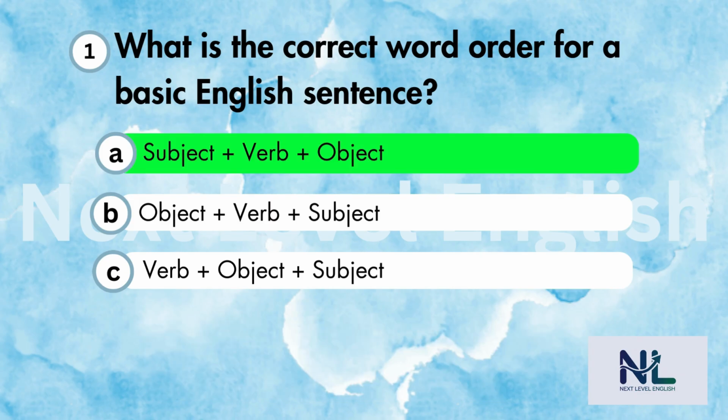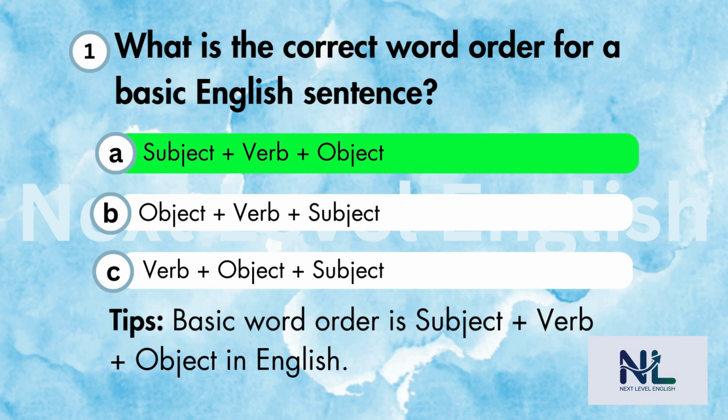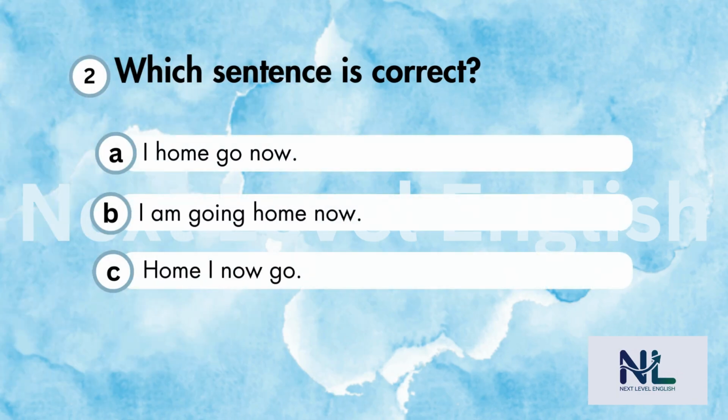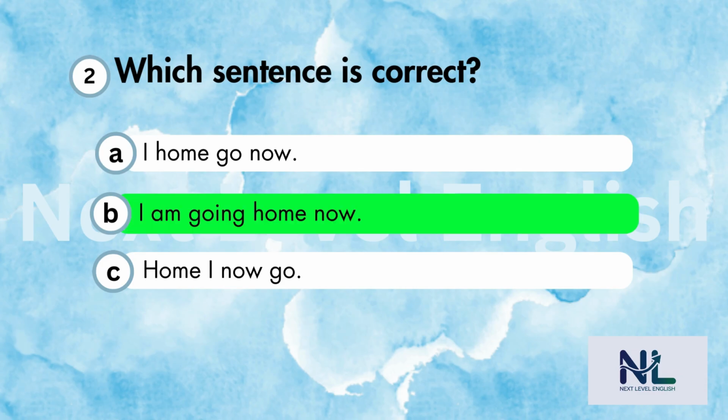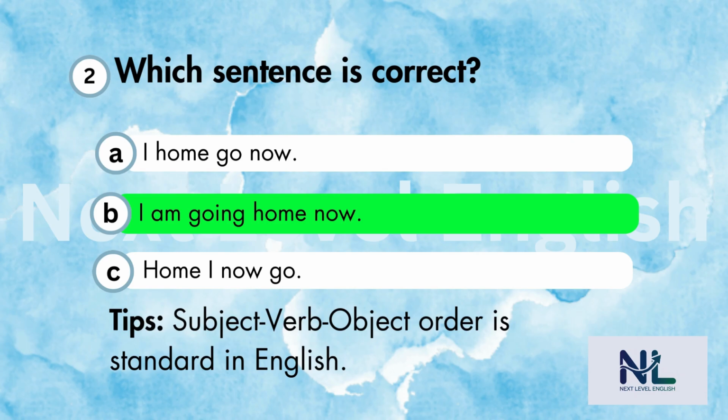Subject plus verb plus object. Tips: basic word order is subject plus verb plus object in English. 2. Which sentence is correct? I am going home now. Tips: subject verb object order is standard in English.